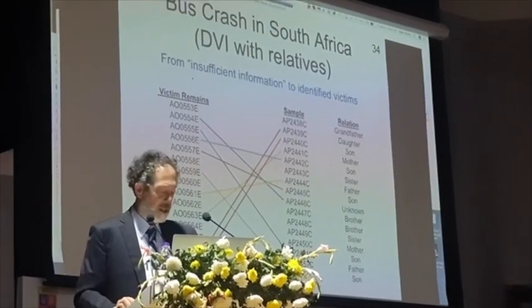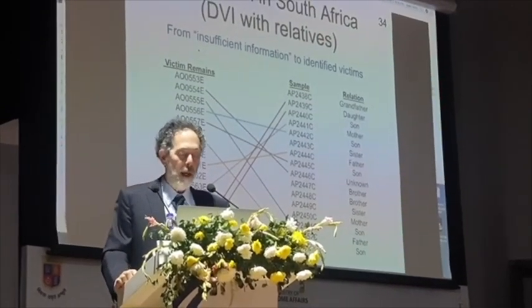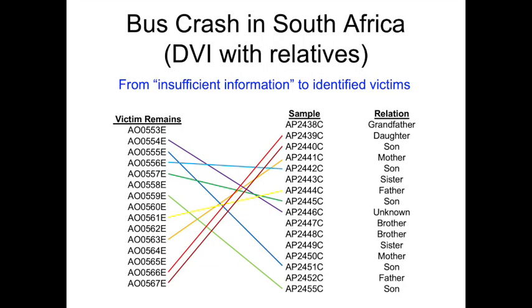This is a bus crash from South Africa, disaster victim identification. A long story, but I'll keep it short. Essentially, on the left, there were victim remains of people who died in the crash, over 15 people. At most, one relative came forward. So either there was no relative or one relative. The relative could be a grandparent or a son. And the police gave up on it. They sent it to us saying, here's an impossible case. And a week later, we sent them back the match results.